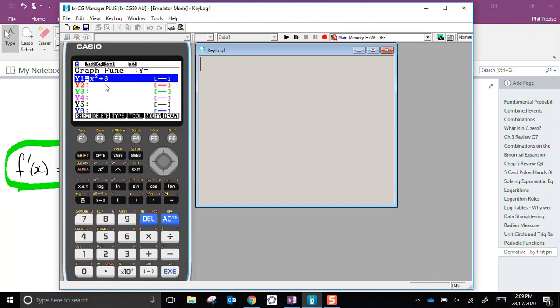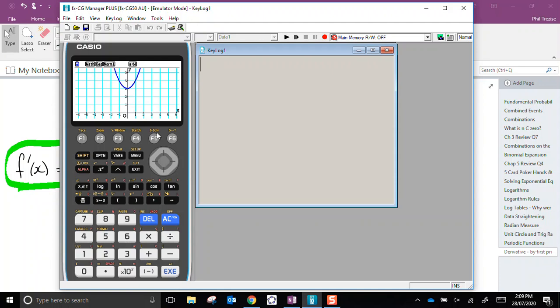So I've entered my function here, and I can draw that. We shouldn't be surprised to see that it's a parabola because of the x squared term, and we shouldn't be surprised to see that the turning point is shifted vertically by 3. That's the effect of the plus 3 at the end.